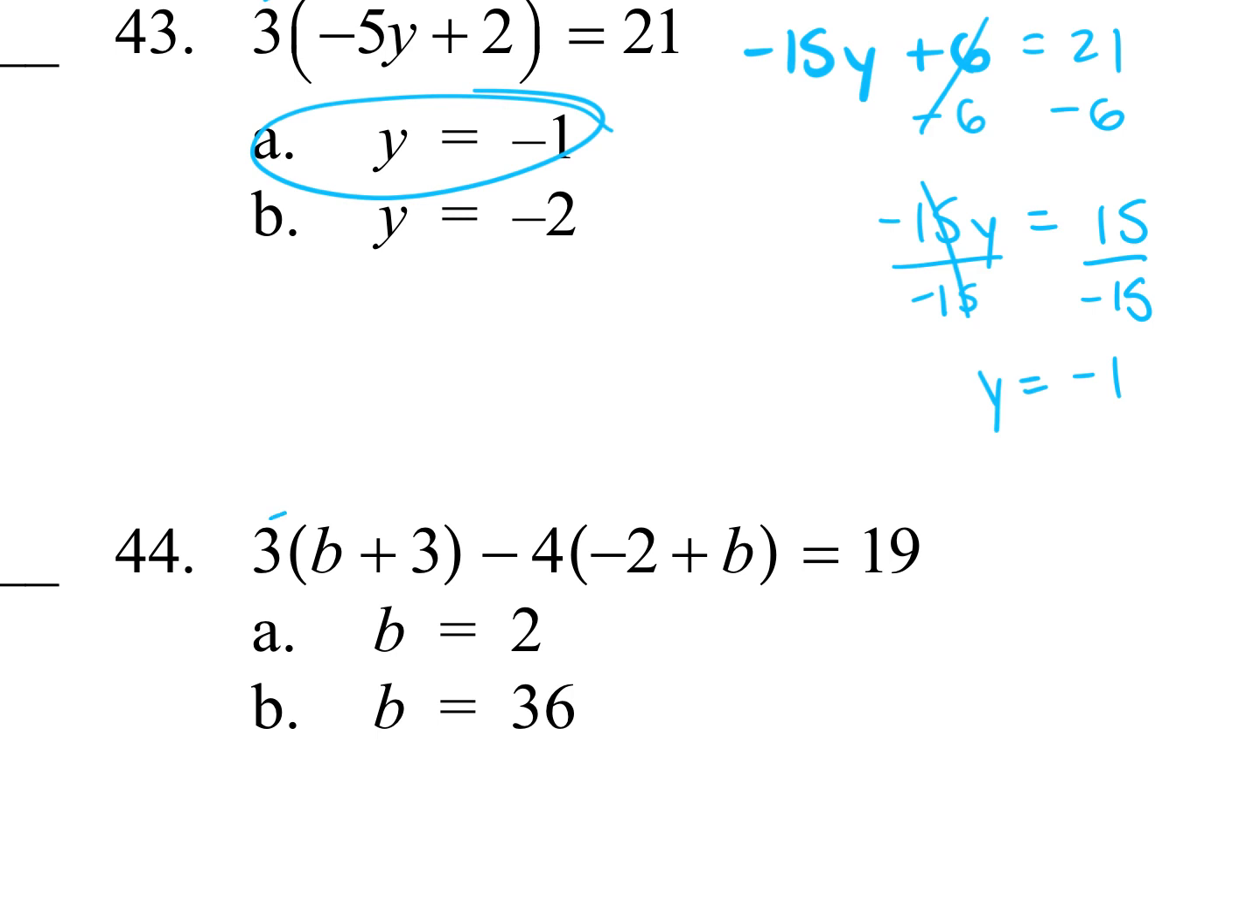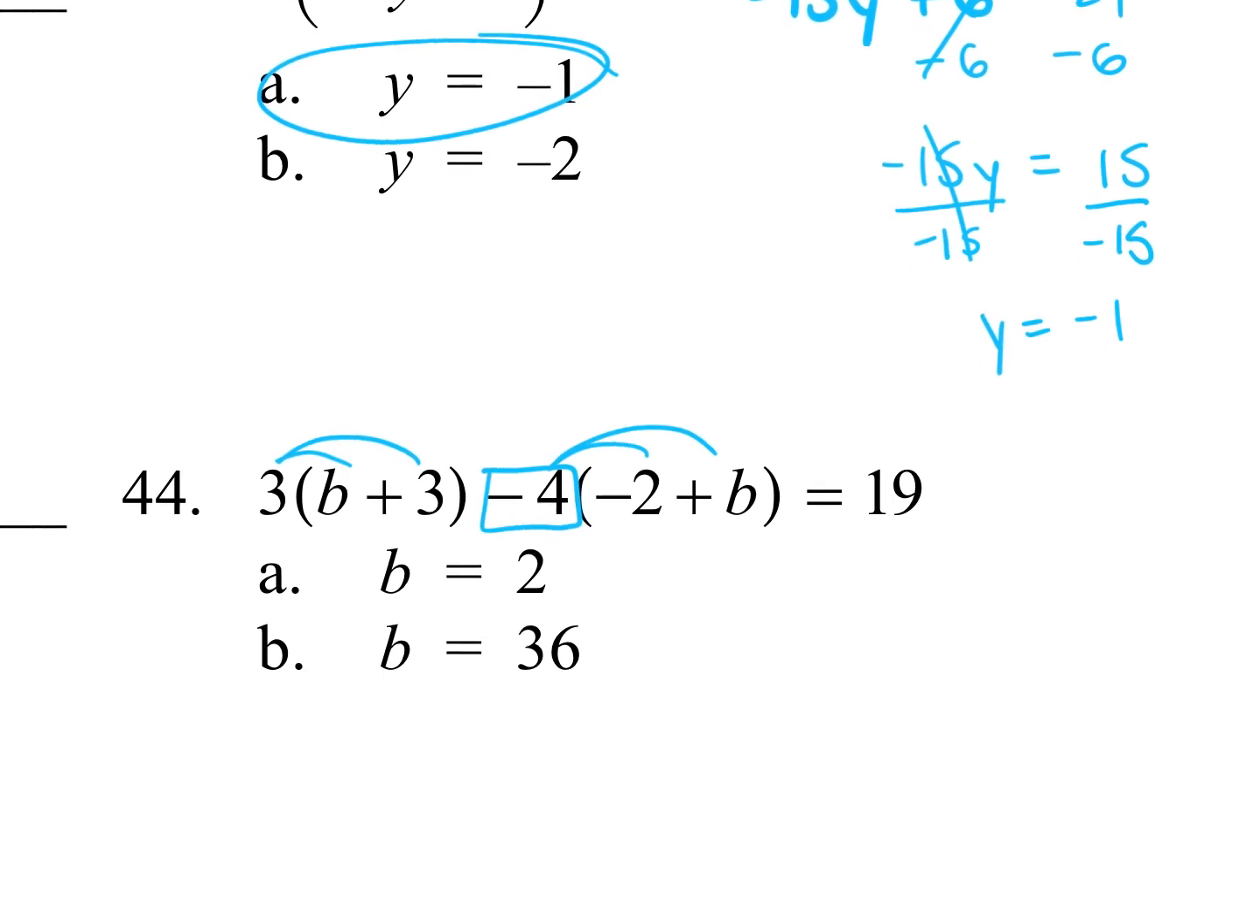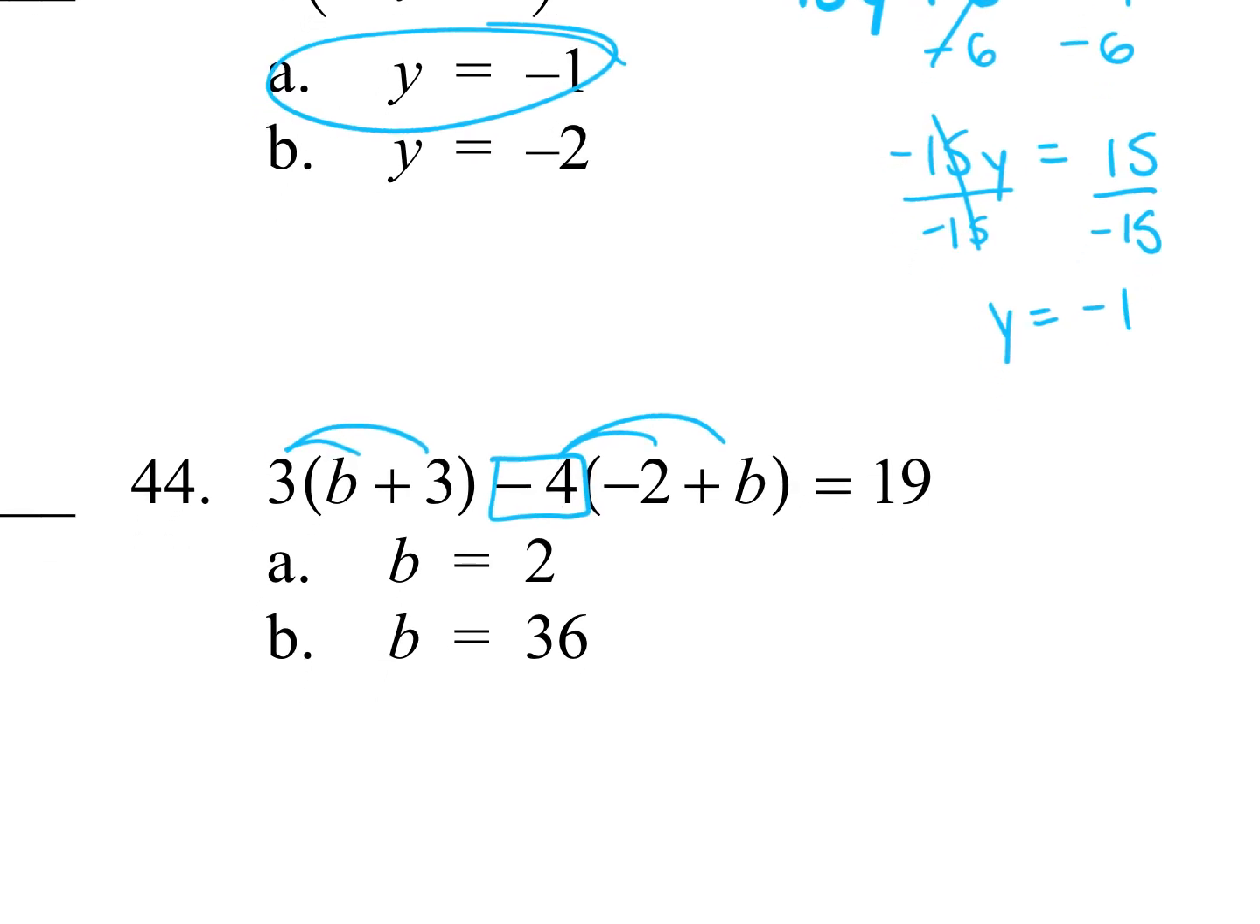For 44, we do the same thing, just distribute before you start combining your like terms. Be careful with the second part when you distribute. Remember, you're distributing the negative 4, not just the 4. So that negative 4 is what gets multiplied to the negative 2 and the b.